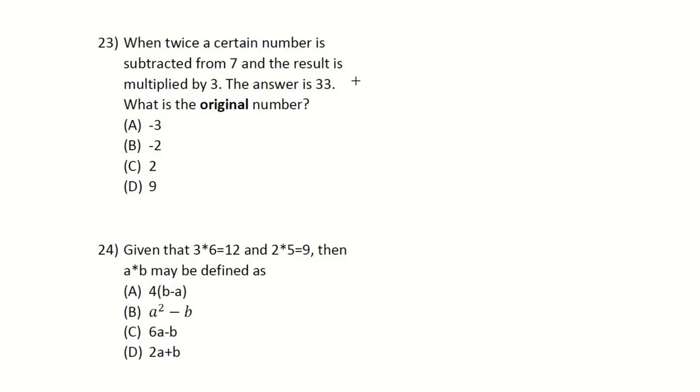when twice a certain number, so let's put the certain number as x. When 2x is subtracted from 7, so 7 minus 2x, the result is multiplied by 3, the answer is 33. That's what they're telling you, right? So you subtract this, you multiply by 3, and you get 33. So you get 7 minus 2x carry across multiply by 3. You'll get divide by 3. 33 divided by 3 is 11.